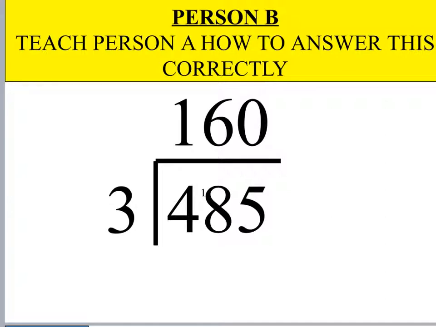Terrific. Let's see how you went. Well, you would have done 4 divided by 3 gives you 1 with 1 left over. Then you would have had 18 divided by 3 gives you 6. Then you would have had 5 divided by 3, but that should have given you 1. And then we have a remainder of, check it out, 1 times 3 is 3. We want to get to 5, so counting from 3 to 5 is 2. So we have a remainder of 2.